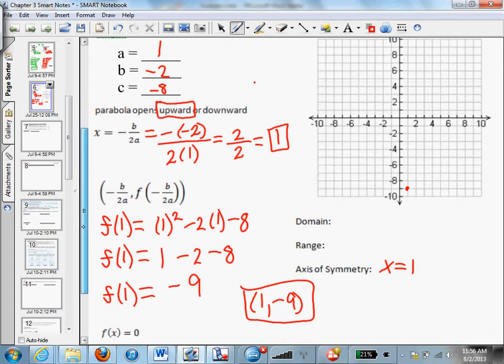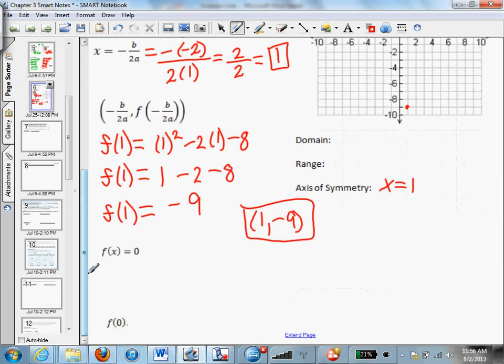So now what we need to do is say when y is 0, we have to factor. So we're going to have our function of x squared minus 2x minus 8, which is our function. We're going to set it equal to 0.